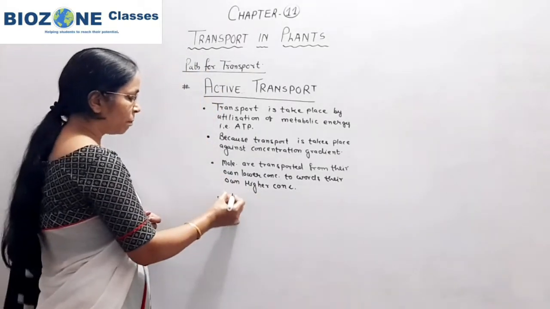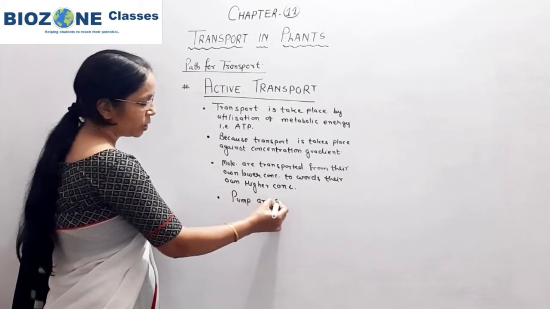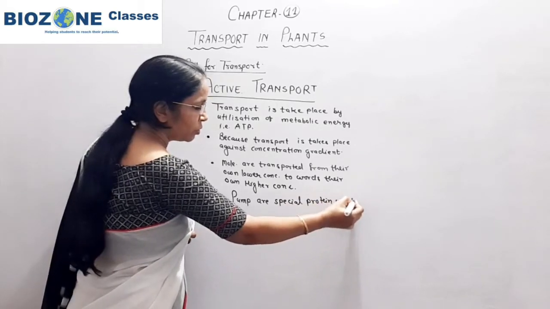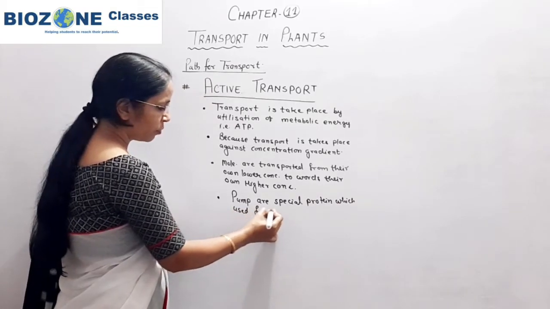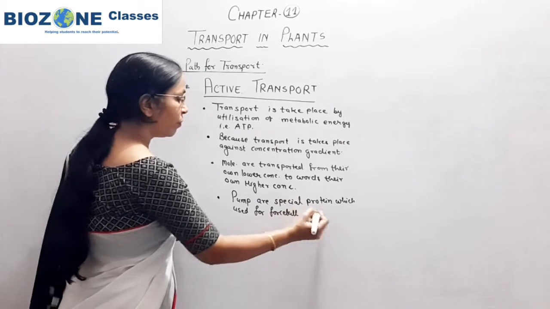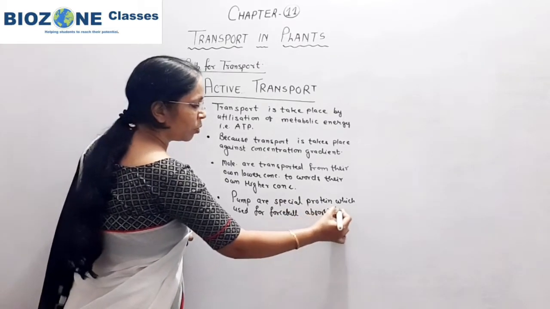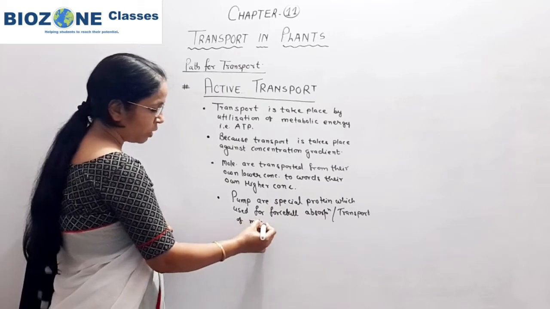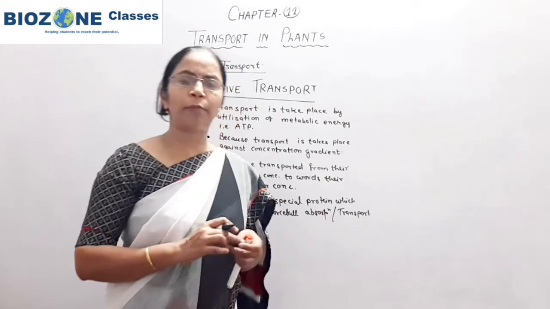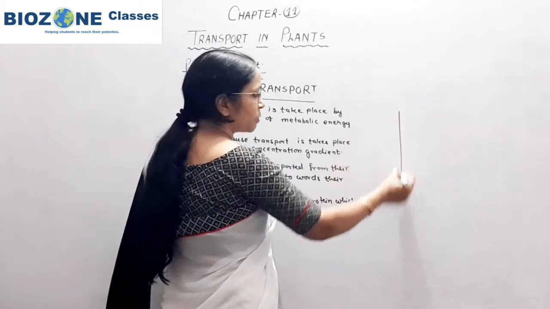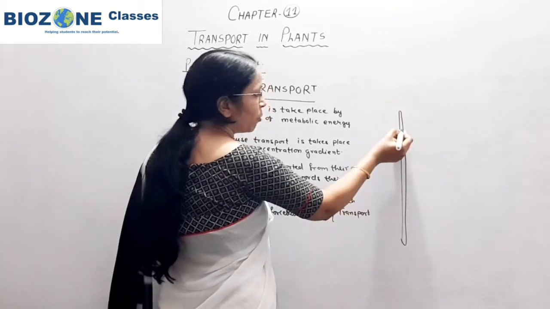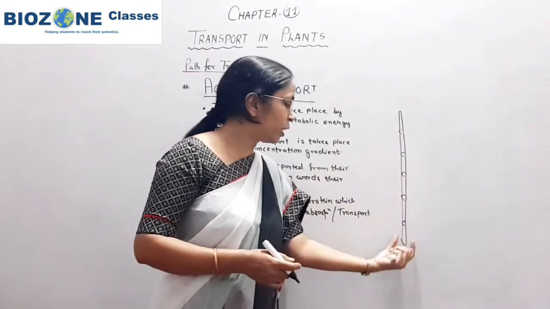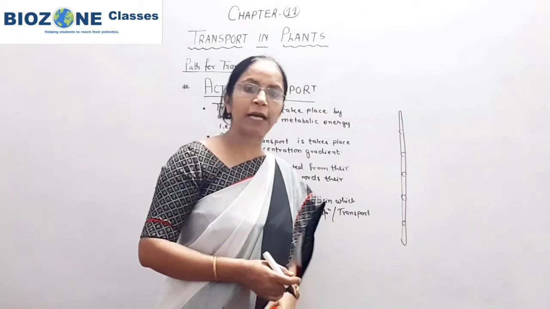Here you remember, pumps are special proteins which are used for forceful absorption or transport of molecules. And secondly, suppose 10 proteins or 20 proteins, for example, this is our plasma membrane, and in this plasma membrane, suppose 10, or here I only draw 5 proteins, clear? Suppose 5 pump proteins are present across this plasma membrane.